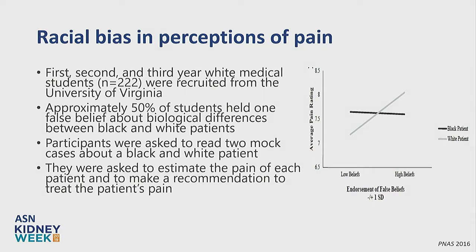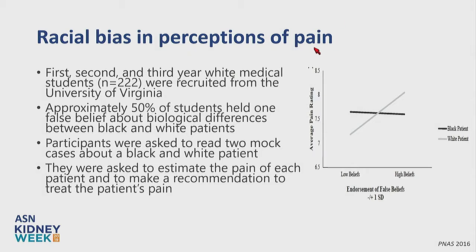And again, I know it makes many of us feel uncomfortable. We all went into medicine to help people, and so you can't think of why someone would be biased in doing something. But this was published in PNAS in 2016. The researchers basically wanted to survey medical students at the University of Virginia about falsehoods of biological differences between blacks and whites.